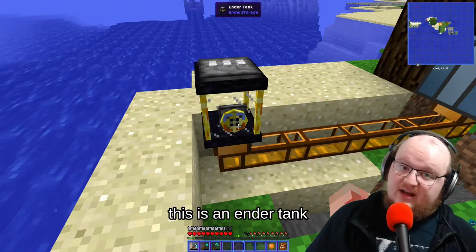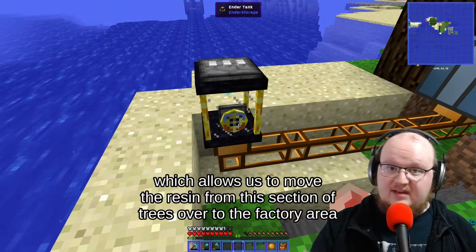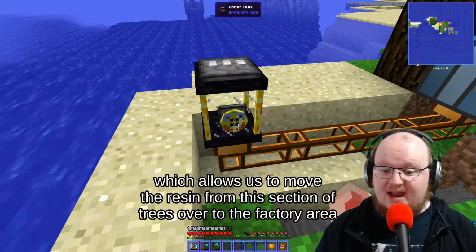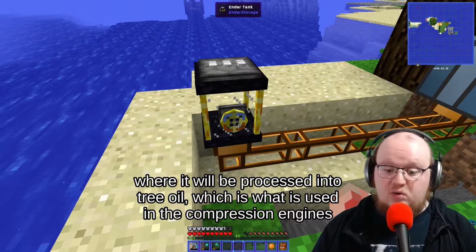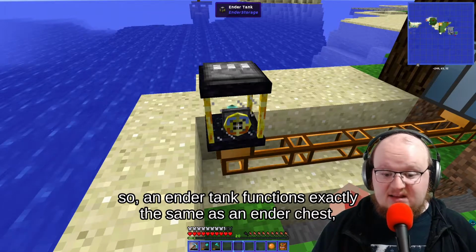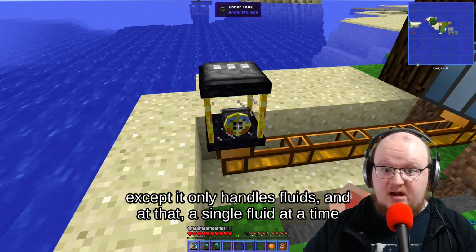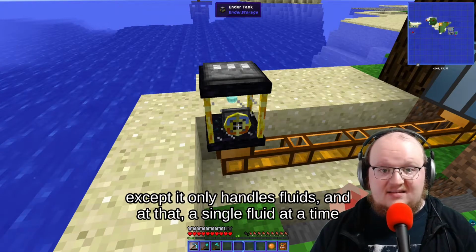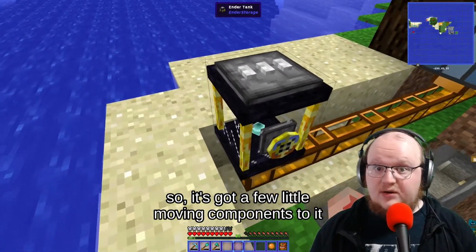This is an ender tank, which allows us to move the resin from this section of trees over to the factory area where it will be processed into tree oil, which is what is used in the compression engines. So an ender tank functions exactly the same as an ender chest, except it only handles fluids, and at that, a single fluid at a time.